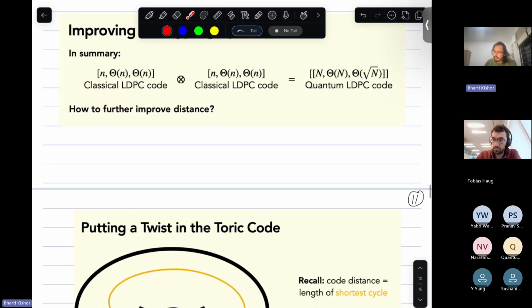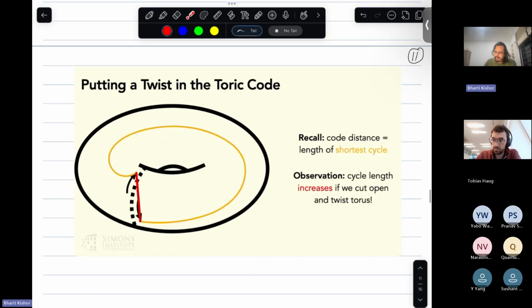So to go beyond the square root n distance, one has to not take a regular product, but you have to bring some kind of a twist. If you think that the distance on a torus is the size of the shortest non-trivial loop, then if you do a twist, the size of the shortest non-trivial loop can increase. So if you cut open and twist the torus, then you can increase the distance.